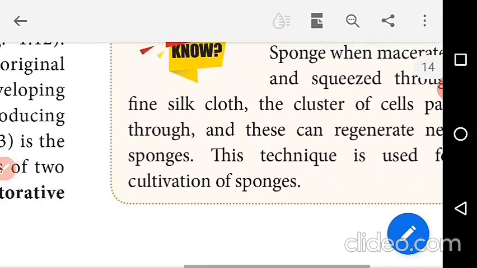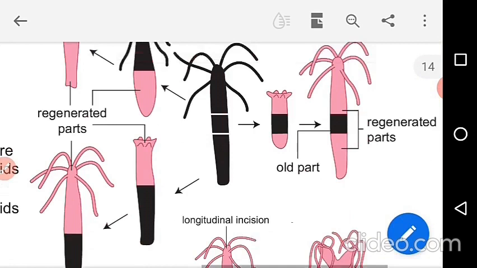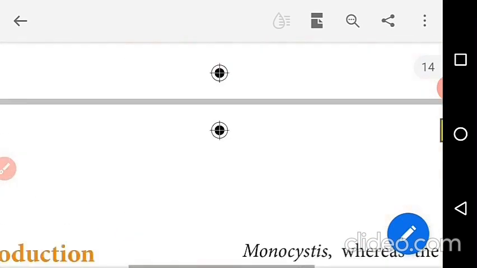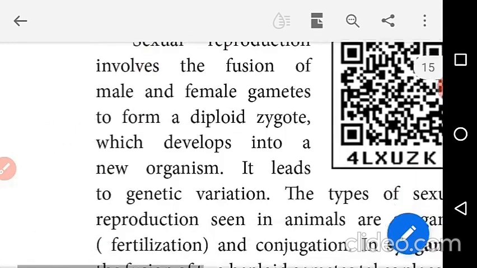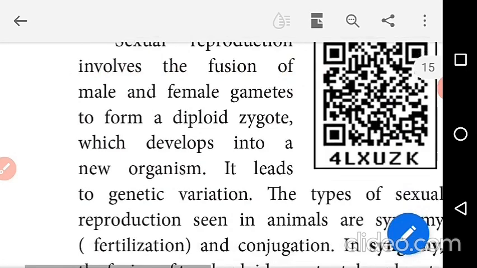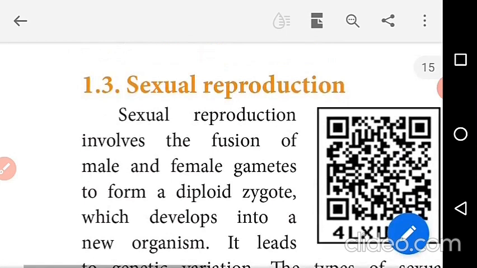Sexual reproduction means that when the male gamete and the female gamete join, then fertilization is formed. After fertilization, blastulation and gastrulation are formed. After that, organogenesis is formed. The end of organogenesis produces the new individual, which is called sexual reproduction. Mostly the higher animals follow sexual reproduction.